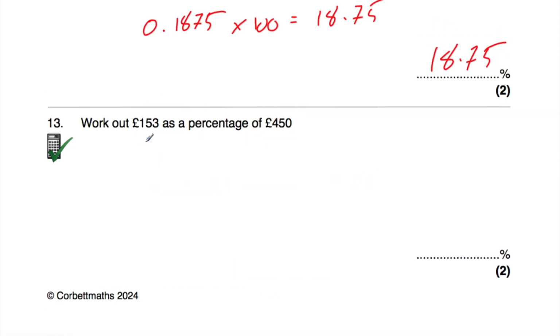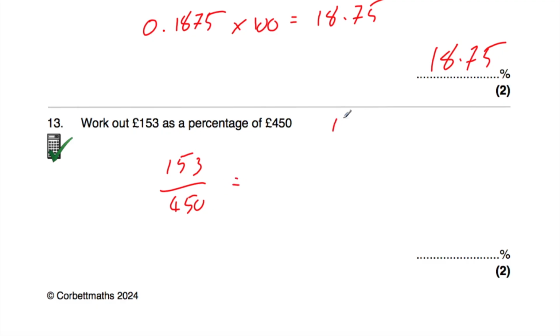Okay, so question number 13, we've been asked to work out 153 as a percentage of 450. So let's write it as a fraction to begin with. 153 out of 450. That's the fraction because we're asked to write 153 as a percentage of 450. So I've written it as a fraction of 450.